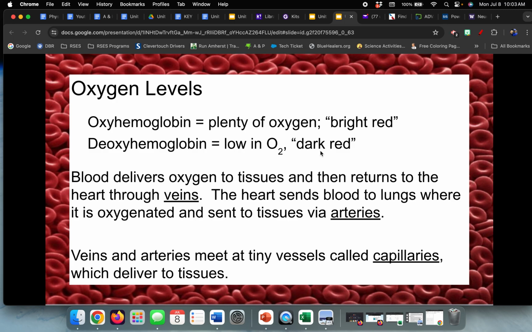Then the heart sends the blood to the lungs, where we are breathing in oxygen, so it gets the blood oxygen back, and then it sends it out to the tissues through the arteries. So arteries take oxygenated blood away from the heart. Veins carry deoxygenated blood back to the heart. And both of them meet at little vessels called capillaries, and that's where the oxygen can diffuse out into the tissues that need it.